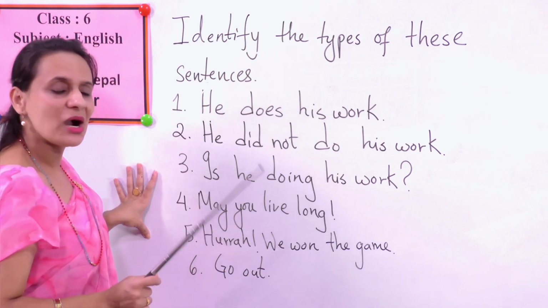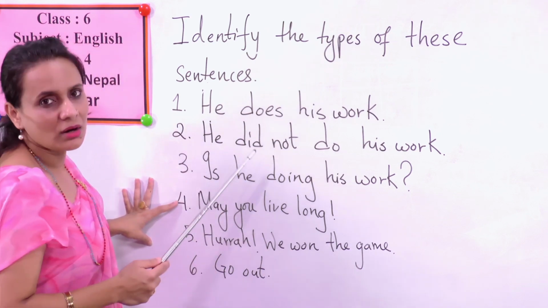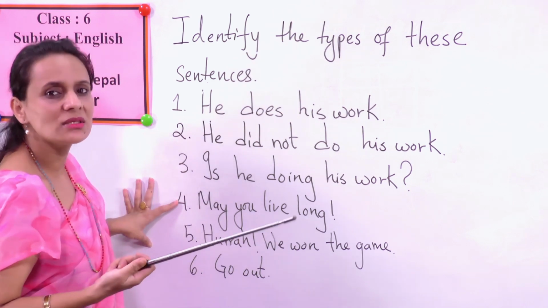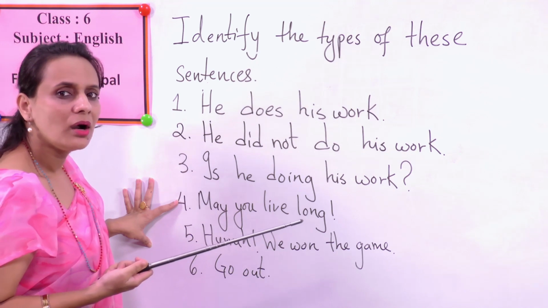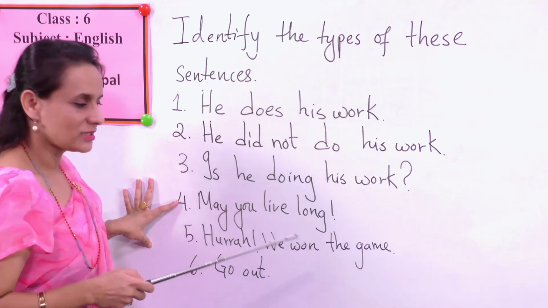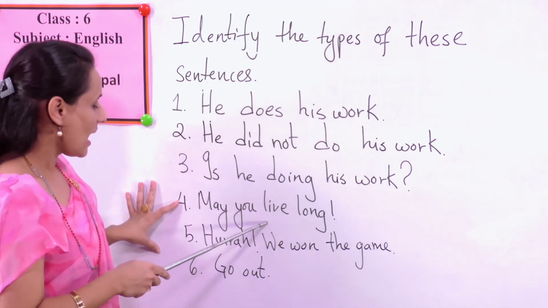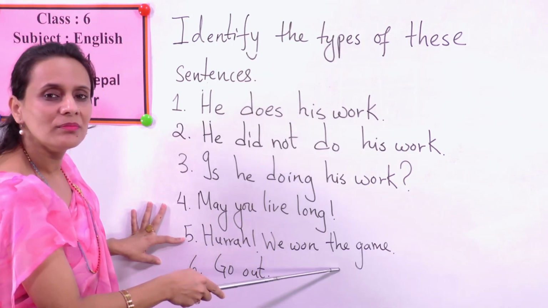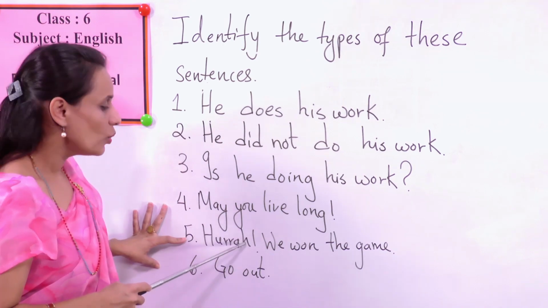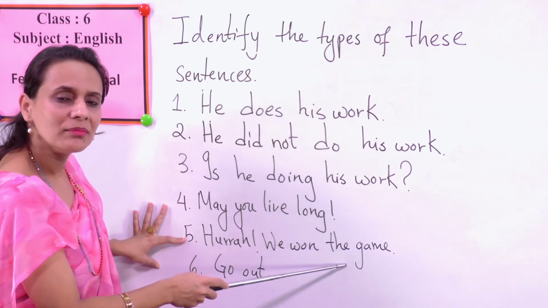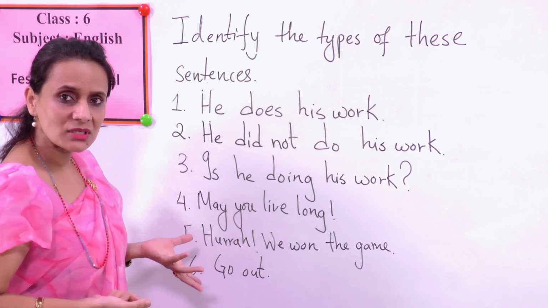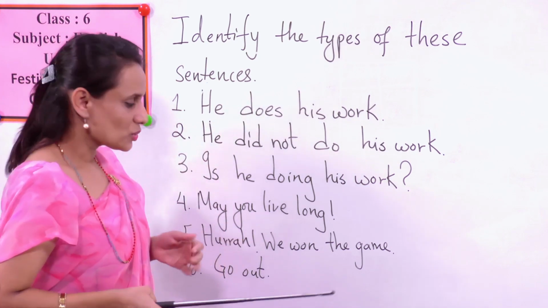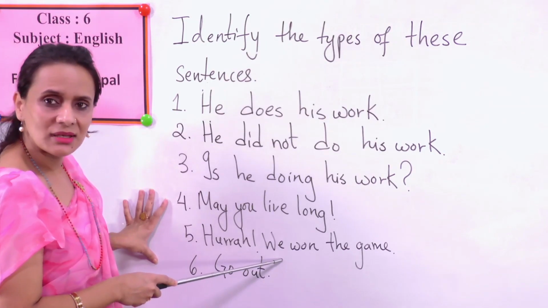Okay. Now, may you live long. Someone is blessing you. May you live long. Someone is blessing you. So, optative. Very good. Optative sentence. And number five is, hooray, we won the game. What type of sentence is it? Exclamatory, isn't it? Yes, it's a sudden feeling and expression. So it is an exclamatory sentence.